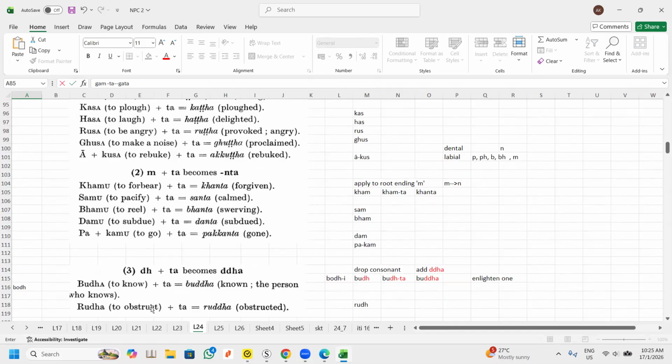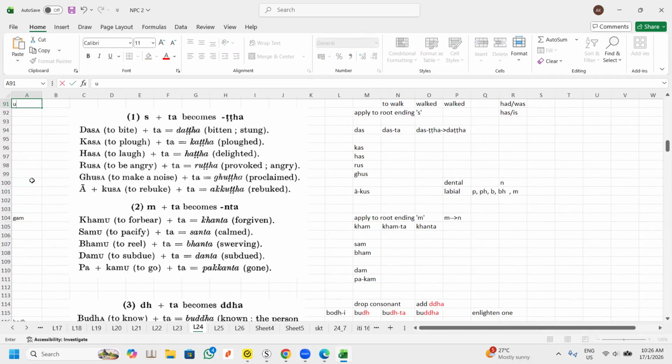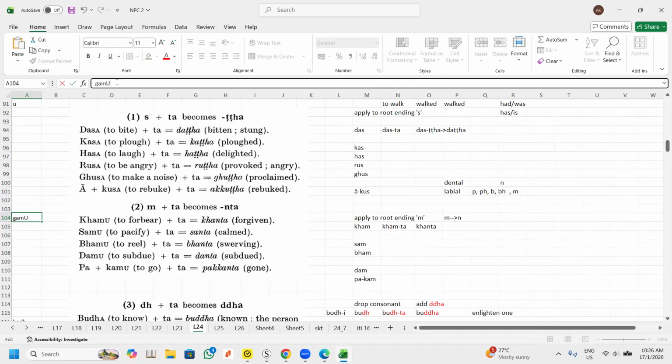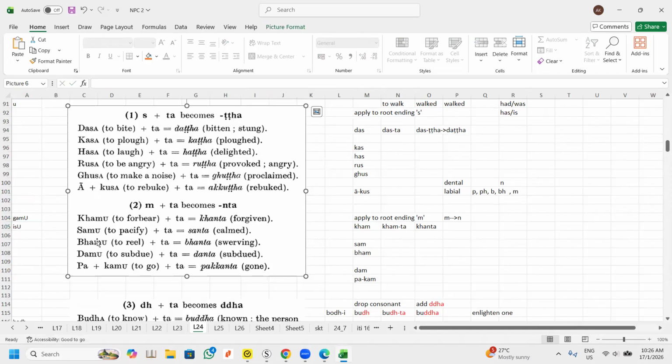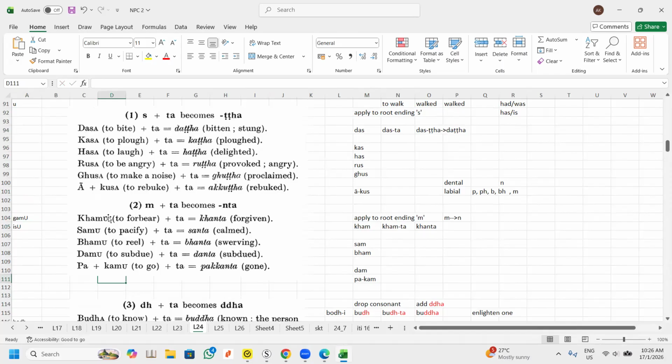Okay, now this one. You see again here, this root, there is a U, there is a U here. This U is not forming a special root like gamu with a capital U. This is not Gamu. This is like come with a big U. It's not exactly like Gacha or ISU, not like that. This one has nothing to do with that.